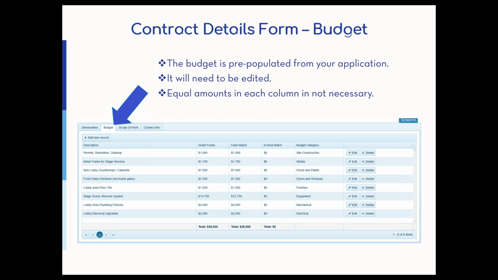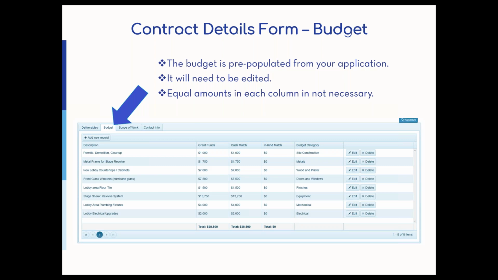This next tab is the budget. The budget is pre-populated with the information from your application. And so here is where you have the opportunity to make any changes to account for variations in cost or to simplify the accounting process. You can add, edit, and delete lines. So if you have a line that isn't going to have any funds at all on it, it originally did, costs have gone up, so you're not going to be able to complete that part, you can just delete the line. You don't have to leave it there. If it has zeros in all 3, grant funds, cash funds, and in kind, you can just delete that line.